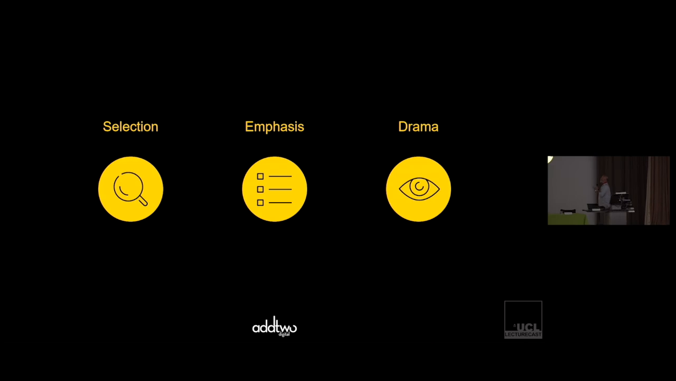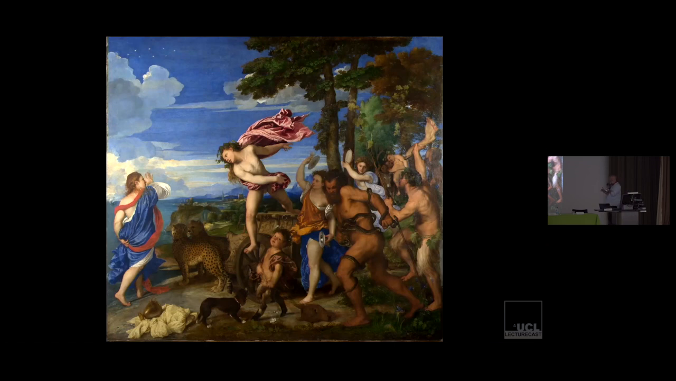What we might call emphasis, putting things into an order, saying this is most important, this is second, this is third. Showing your audience how to read. And Titian is doing this in spades. Now, he's including lots of stuff. It's not just this one moment. We've got a lot of stuff in here.